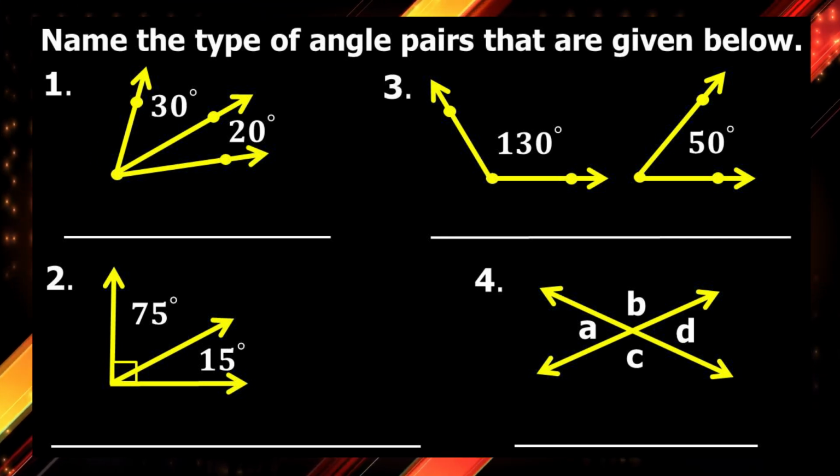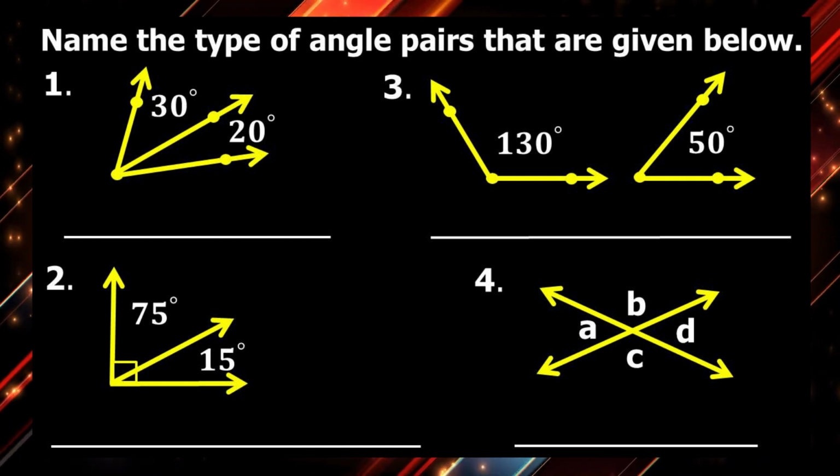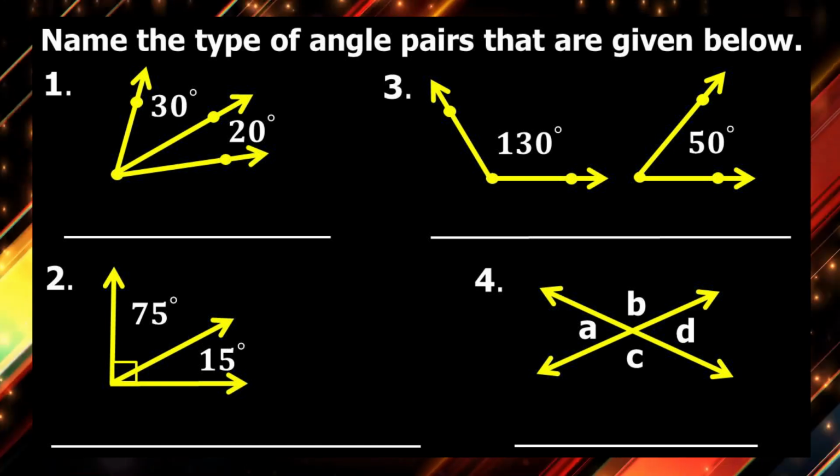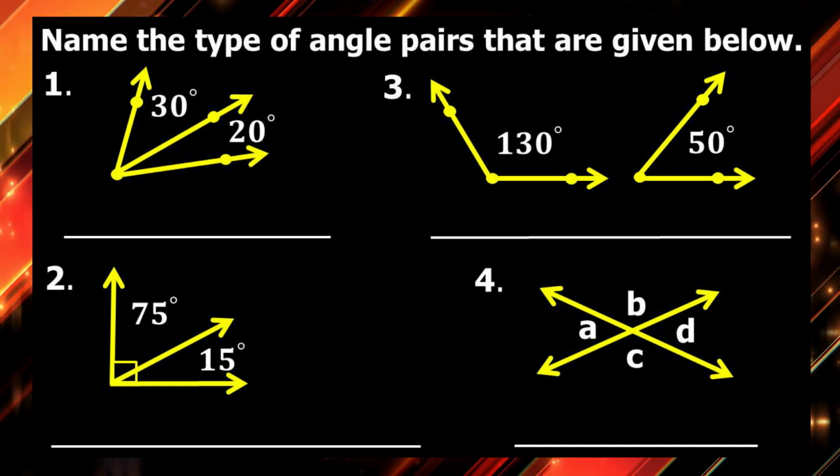Number 2. A pair of angles where the first angle measures 75 degrees and beside it measures 15 degrees.